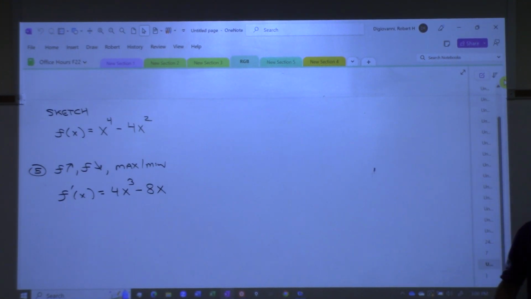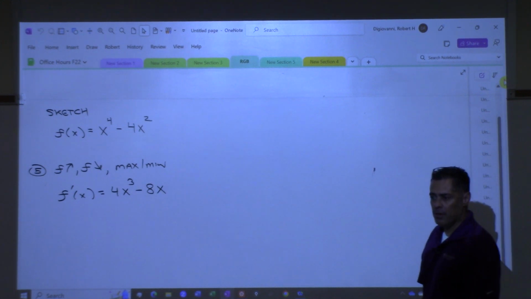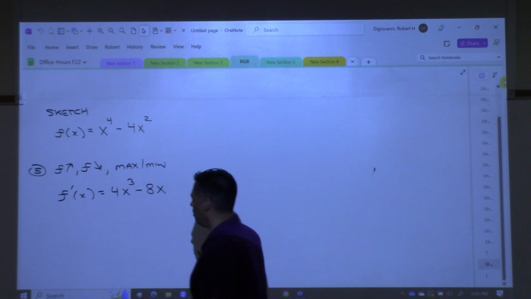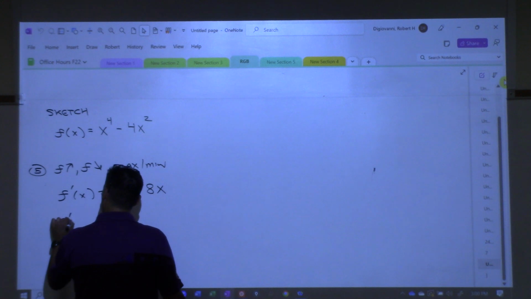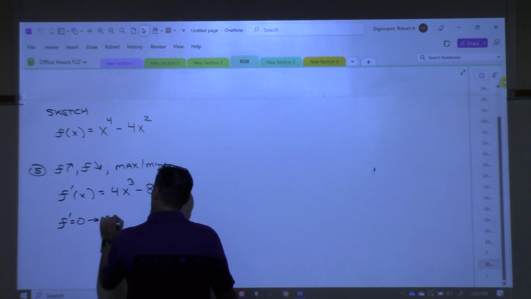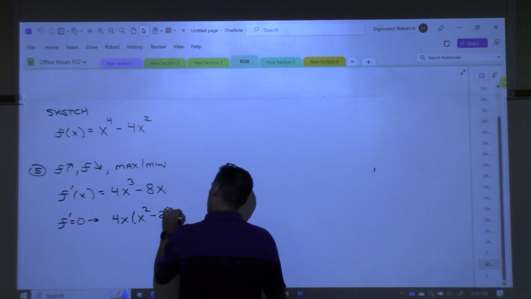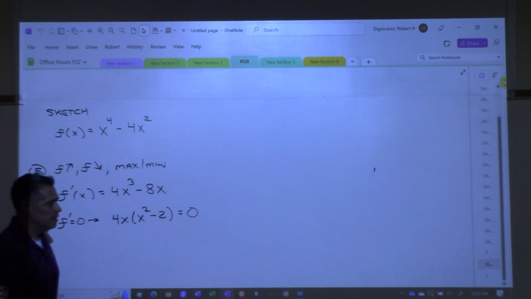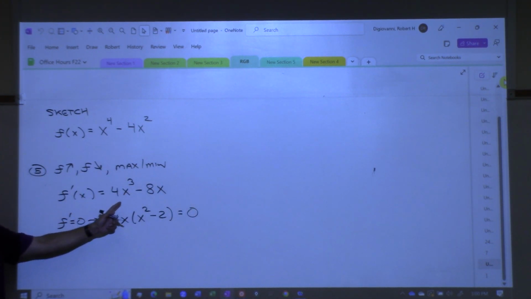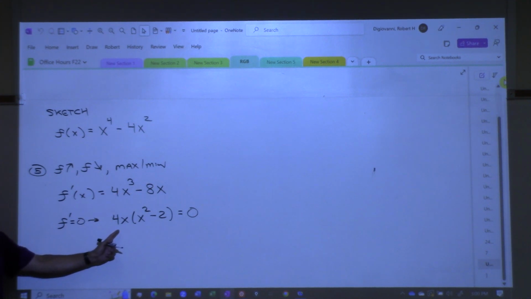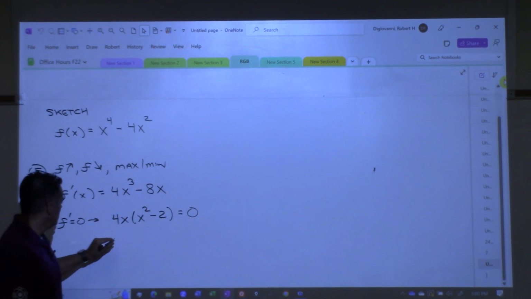What am I going to do with that derivative? Figure out where it's 0, figure out where it doesn't exist, right? So where's this thing 0? Well, set it equal to 0. Let's pull a GCF out. I'm moving quickly. So I set that equal to 0 and I pulled a GCF, yes? Set those each equal to 0.